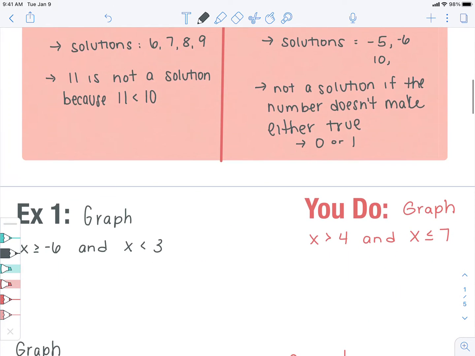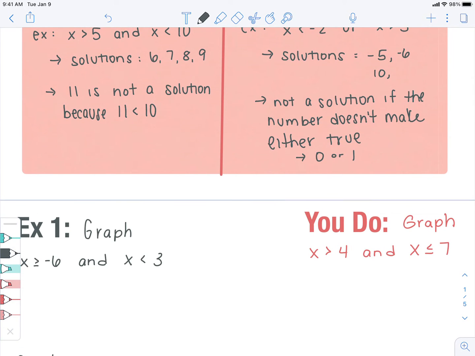So I could give you things like, I could ask you to graph x is greater than or equal to negative 6 and x is less than 3. So in order to graph this, the first thing I'm going to do is draw my number line. Now the difference from the last problems we were looking at is that I have two numbers that I'm working with. All my answers before, I was just putting one number right in the middle and then shading one side. These are going to have two numbers on them.